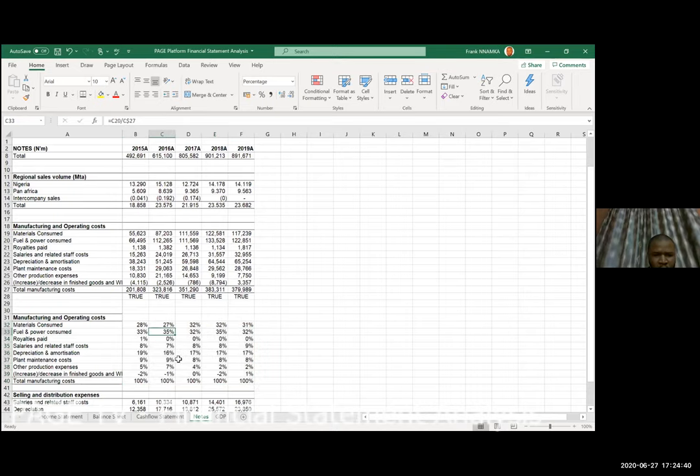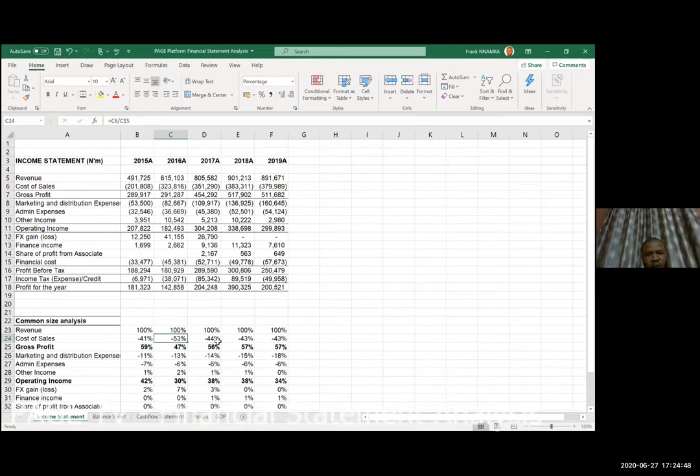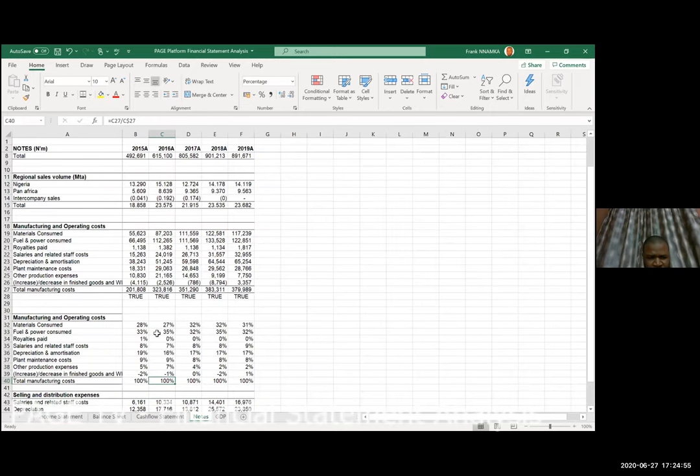Okay, so what brought us here is that we are trying to answer the question of why 53% in 2016 when other years are somewhat averaged at 43%. So looking at what happened here, looking at 2015 and 2016, you can see that the fuel and power consumed went up this year. So we want to dig further to ask what caused this. Another outlier here is other production expenses, which was 5% and has about a 200 basis points increase to 7%. So these two numbers, fuel and power consumed and other operating expenses, you may want to look into them.